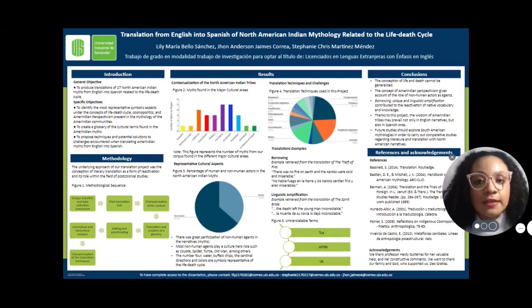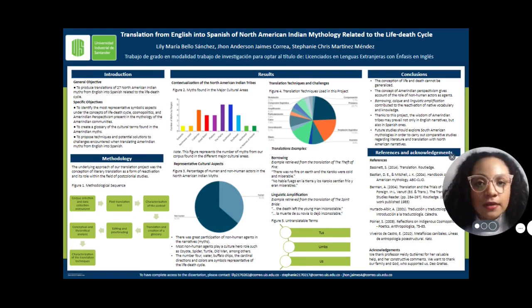to the life-death cycle. Specific objectives: to identify the most representative symbolic aspects under the context of life-death cycle, cosmopolitics, and Amerindian perspectivism, to create a glossary of the cultural terms found in the Amerindian myths, and to propose techniques and potential solutions to challenges encountered when translating Amerindian myths from English into Spanish.